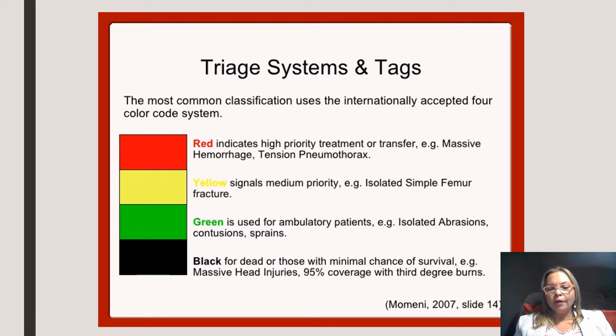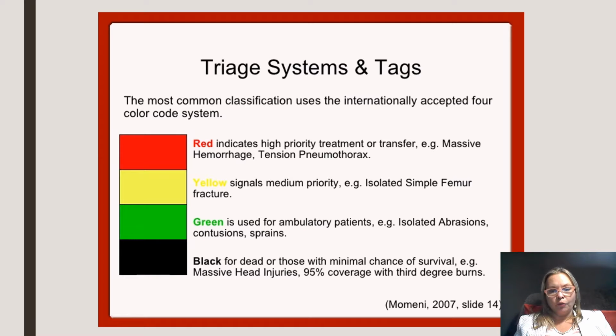Now, green is our ambulatory patients: isolated abrasions, contusions, sprains, maybe a broken arm. They can walk around with this, and they can wait. We may have a segregated area to put those in green and keep them separated from the victims who are tagged in red or black, for instance. And then black, you're going to tag those who are already dead.